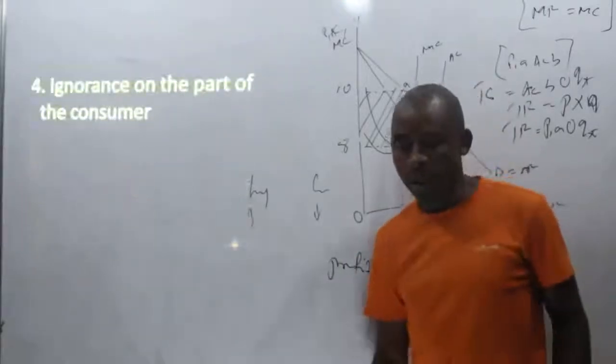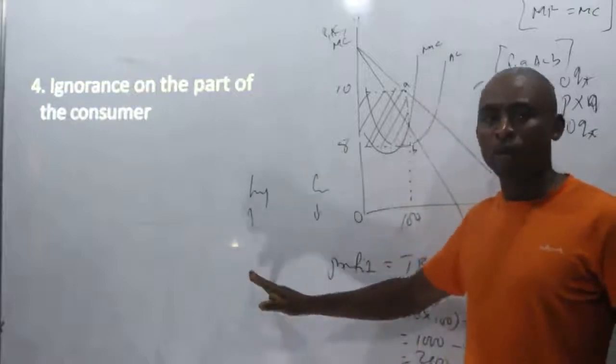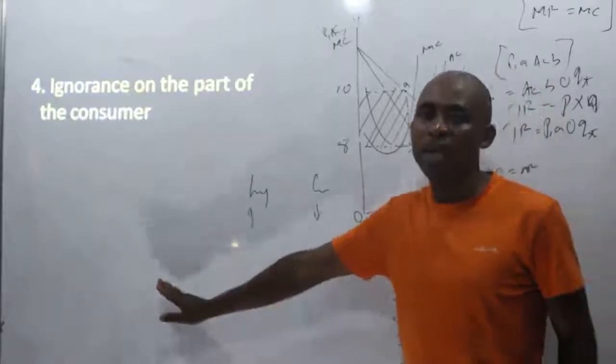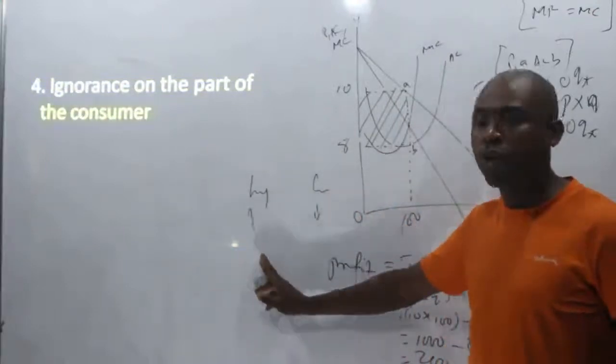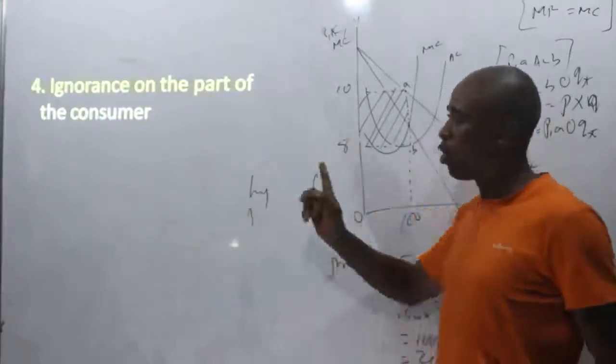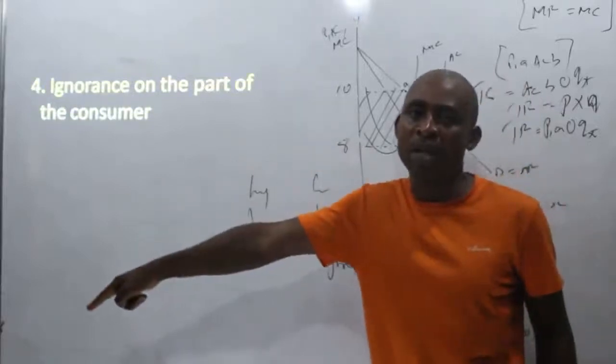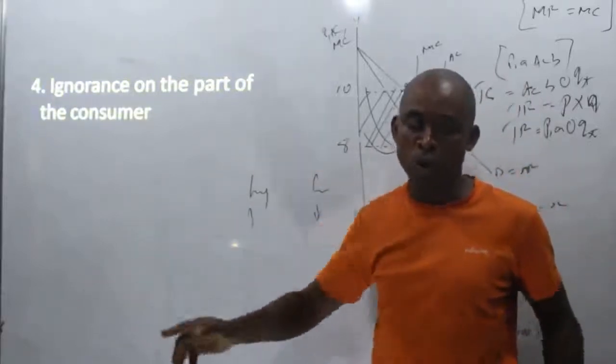The next point is there should be ignorance on the part of the consumers. So if you are charging different prices in different markets, the consumer should be ignorant of what you are charging in the other market. Else, the consumer will go to that market where there is low price and try to get it there. So there should be that ignorance.